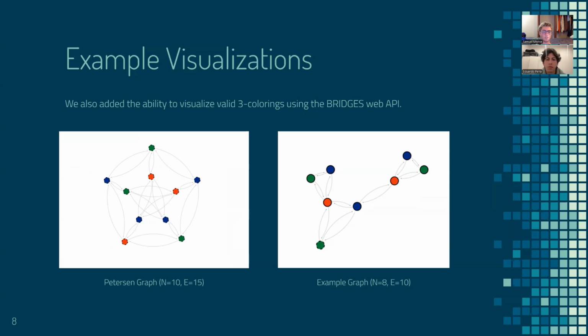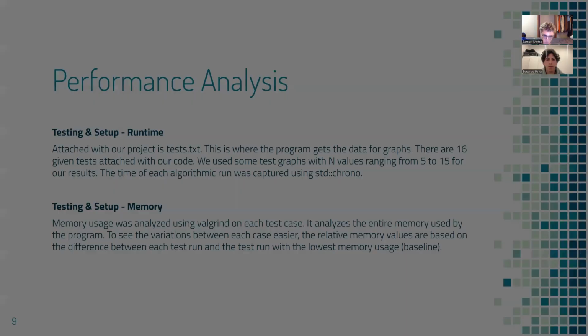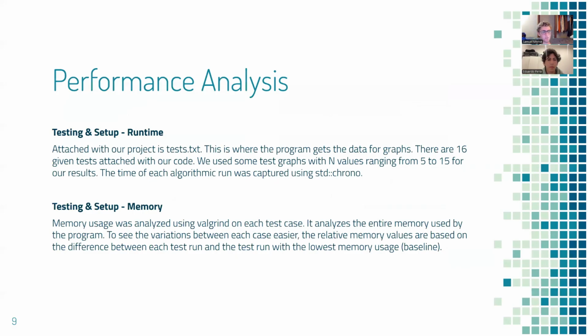So on the left is one of the examples using a Petersen graph, which is a typical graph used in the 3 coloring problem with 10 nodes and 15 edges. It's a little hard to see the edges between them because there's 2, as the Bridges API does not support undirected graphs. So it has one node going from one to the other, so 2 edges per node. But that also does better visualize the space complexity of our algorithm. And then on the right is just another example graph with 8 nodes and 10 edges showing the output of the program. So next, the performance analysis.